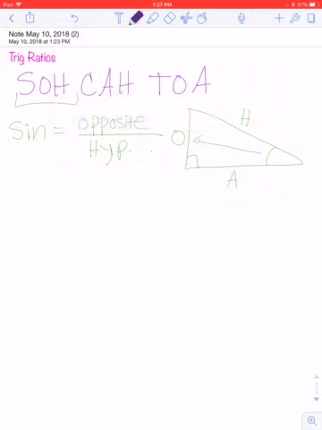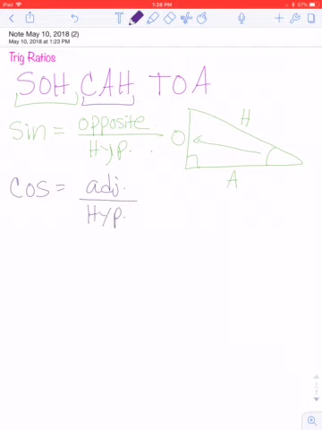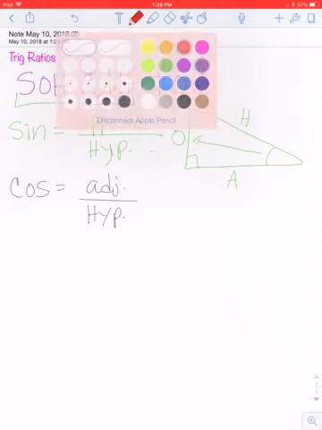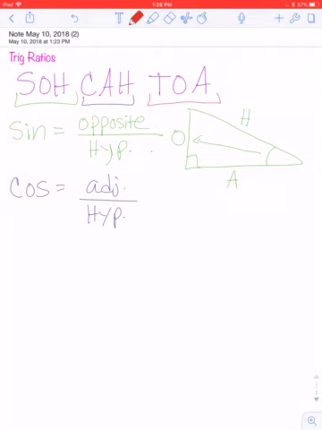So my next one is going to be CAH, and it stands for cosine, and we abbreviate that COS, cosine, equals the adjacent, which is the A, over the hypotenuse. Okay, so that's where the A and the H are coming in. And then our last one, if you know anything about trig, you should know that this is going to be tangent, and we abbreviate it tan, because mathematicians are kind of lazy, and that would be opposite over adjacent.